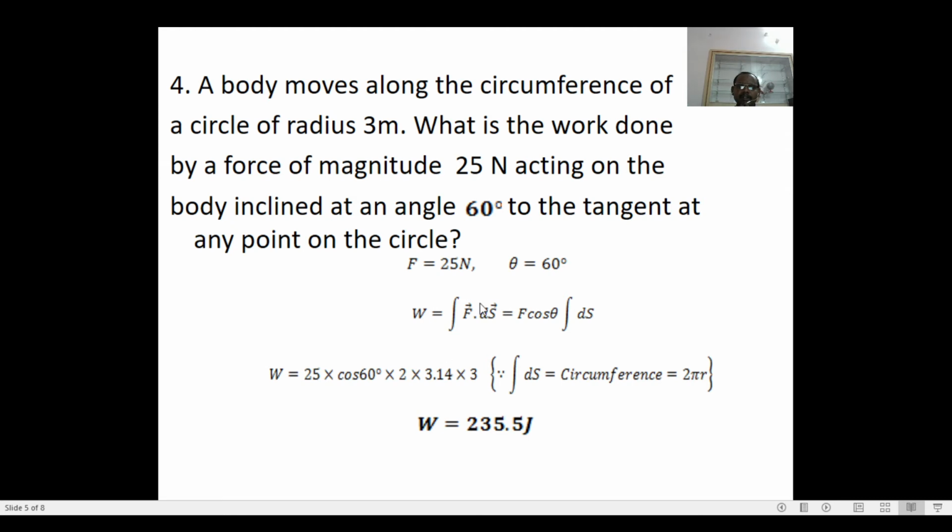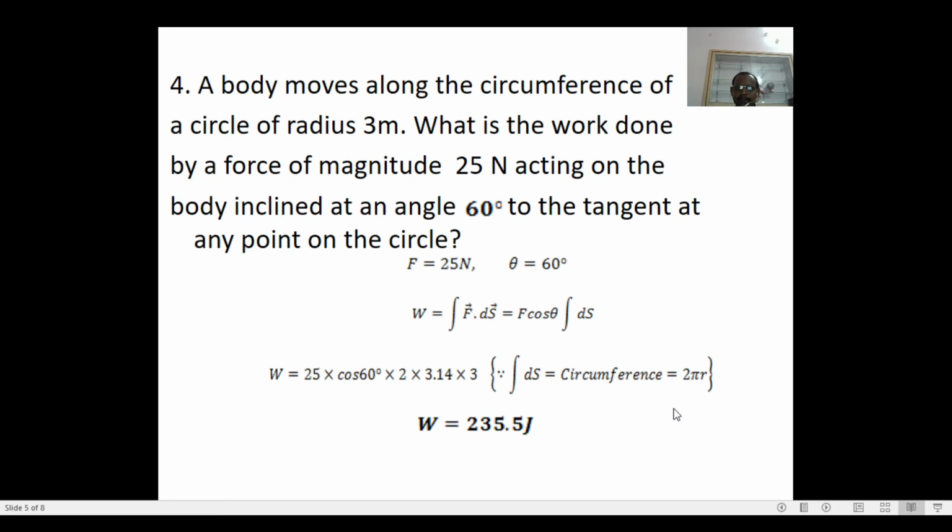Now work done W is equal to integral of vector F dot vector ds, which is equal to Fs cos theta. F is force vector, F cos theta. Integral of ds vector. So now take only magnitude. Magnitude of ds vector is ds. Now ds is circumference of the circle.